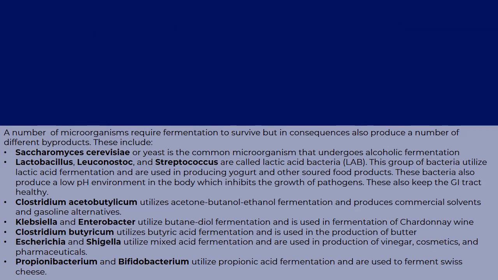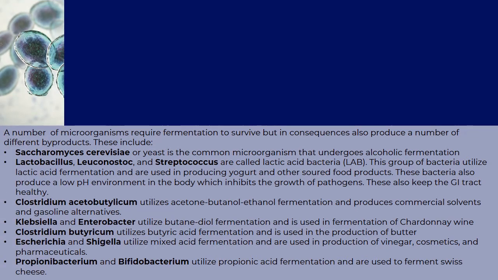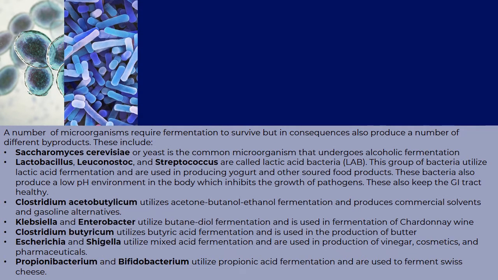A number of microorganisms require fermentation to survive, but in consequence also produce a number of different byproducts. These include Saccharomyces cerevisiae, or yeast, which is the common microorganism that undergoes alcoholic fermentation. Lactobacillus, Leuconostoc, and Streptococcus are called lactic acid bacteria, or LAB. This group of bacteria utilizes lactic acid fermentation and produces yogurt and other soured food products. These bacteria also produce a low pH environment in the body, which inhibits the growth of pathogens. This keeps our gastrointestinal tracts healthy and free from bad bacteria.